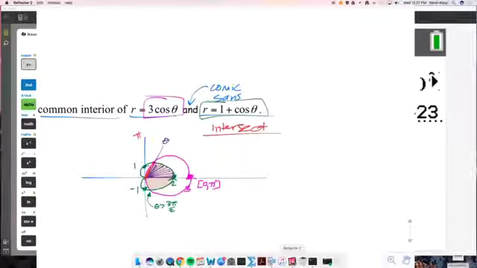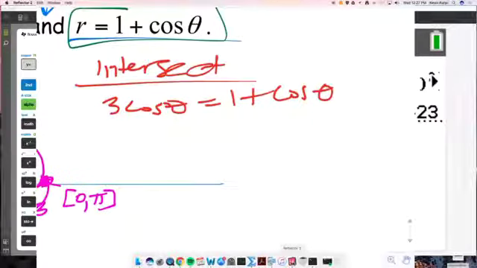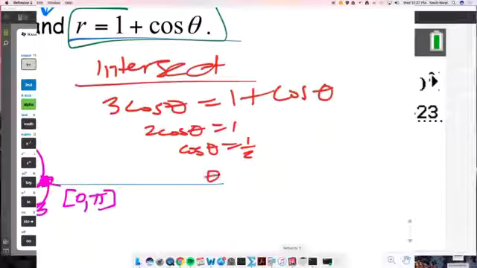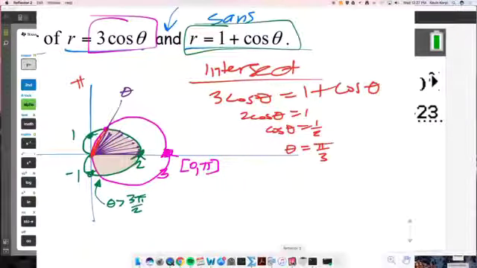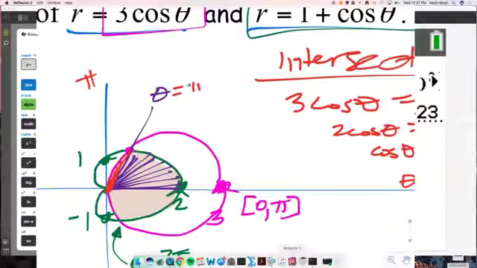Intersection. You got 3 cosine of theta equaling 1 plus cosine of theta. So if you collect like terms, you're going to end up with 2 cosine of theta equals 1. So cosine of theta is a half. And of course, what's the first positive angle where that happens? That's at pi thirds. So notice they do not intersect down there at 4 pi thirds. Mathematically it didn't come out that way. They only intersect at pi thirds.